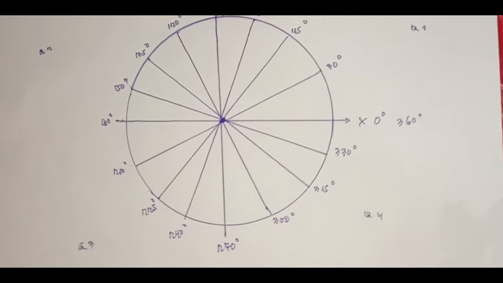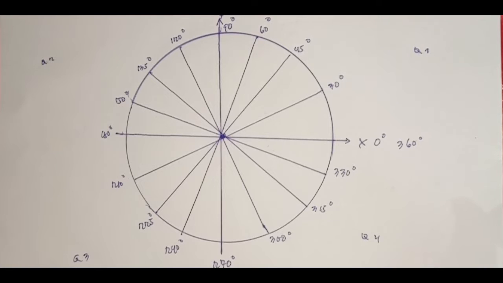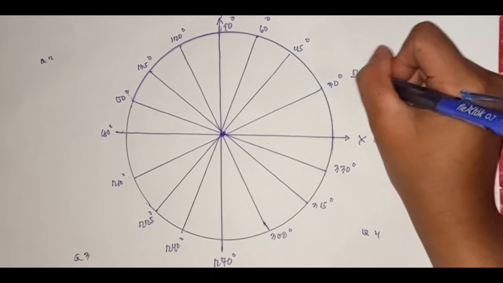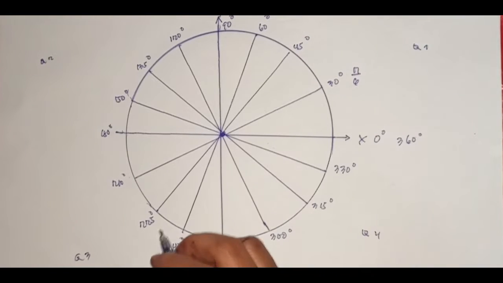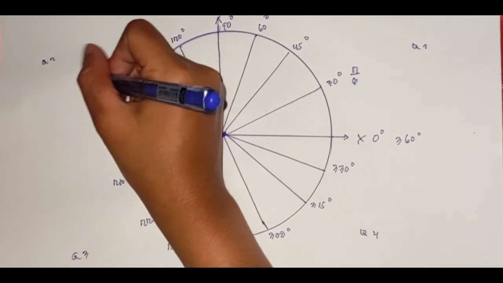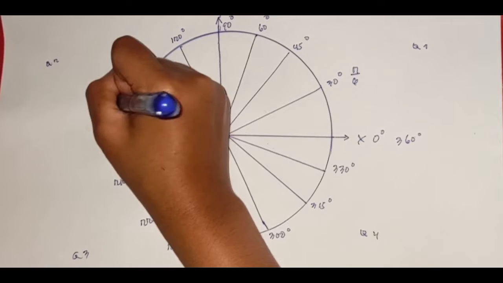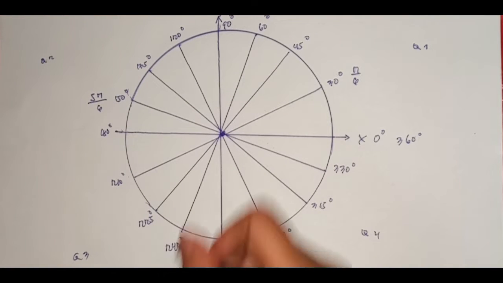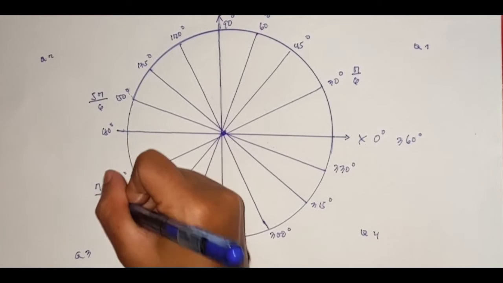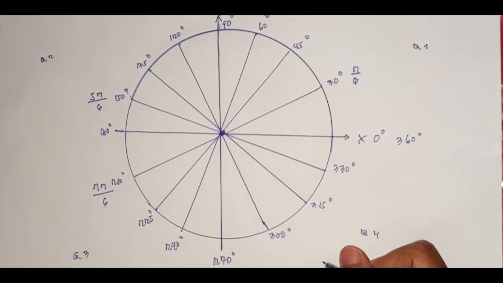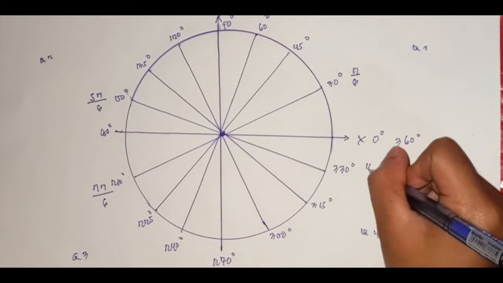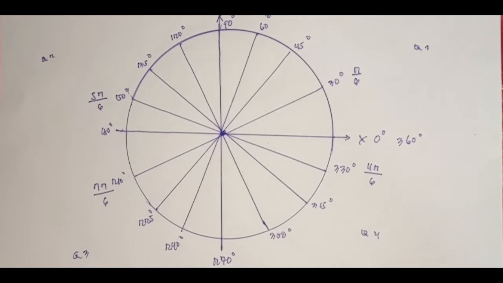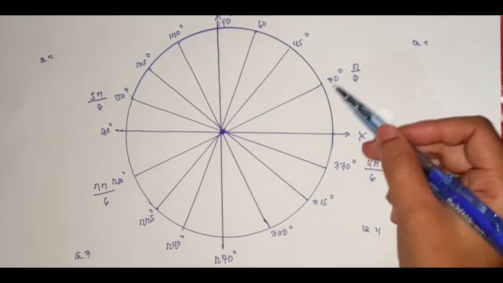Now, let's add radians into the unit circle. First, 30 degrees and pi over 6 are the same. 150 degrees is 5 pi over 6, and 210 degrees is 7 pi over 6. And 330 degrees is 11 pi over 6. So all these angles share the same reference angle of 30 degrees.